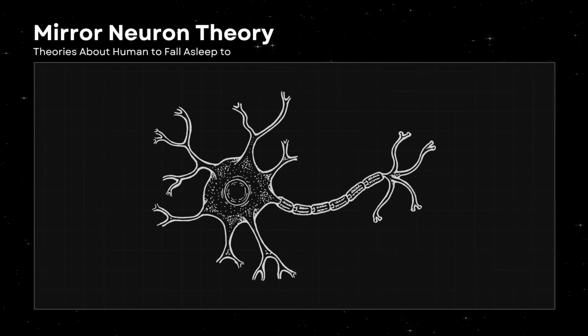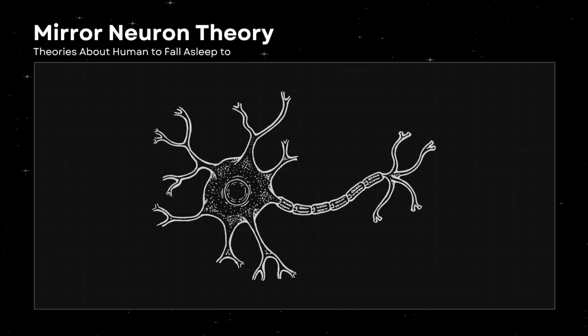People with certain conditions may have problems with mirror neurons. For example, some researchers believe that in autism, the mirror neuron system may not work as expected. This could make it harder for someone to understand facial expressions or tone of voice. It might also affect how they imitate others or feel empathy. Not all experts agree on this point, but it has led to more research into how brain activity relates to social behavior.